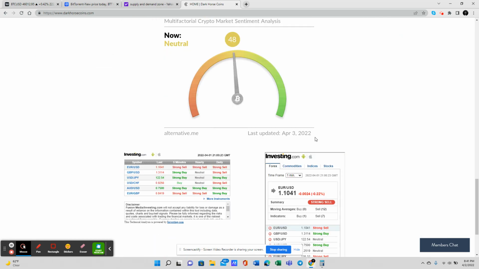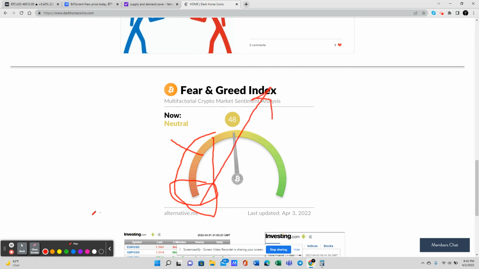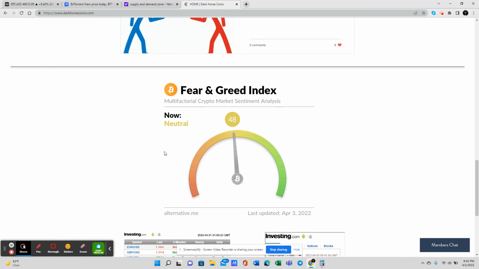Also check out our Fear Greed Index. We're at 48, so right now it's a little neutral. But technically, what we want to do with the Fear Greed Index is buy when the meter is over here. That is what we did last week, guys. It was in this area, and the week before it was in this area. And as we've seen on the chart, a lot of our assets have gone up over 100%, some of them 200%.